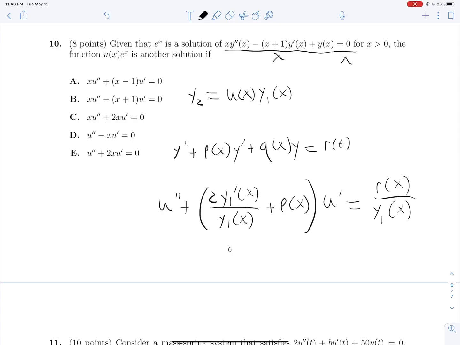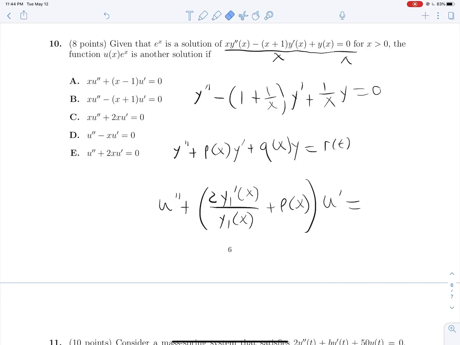So that gives us an equation of the form y double prime minus x over x, which is 1, plus 1 over x, which is just 1 over x times y prime, plus 1 over x times y is equal to 0. So here is our p of t term, here is our q of t term, here is our r of t term. So this thing r of t is 0. So in our answer here, this whole thing will also be 0.